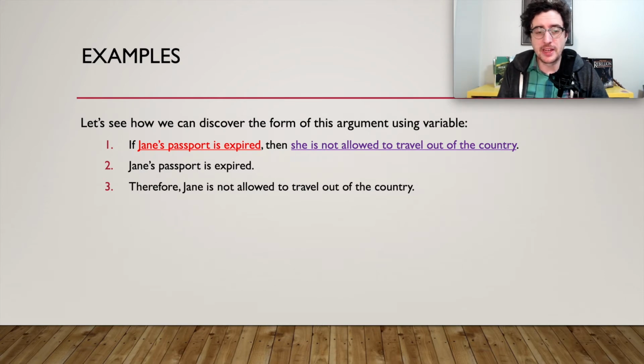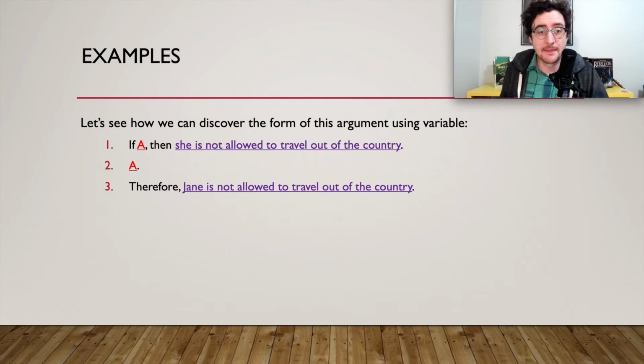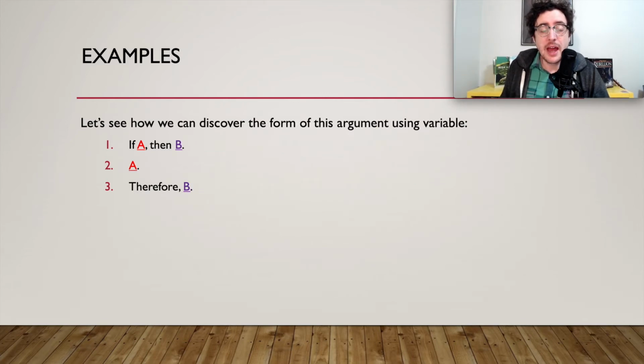The if part of a conditional is called the antecedent. The then part is called the consequent. Now notice the second premise takes the antecedent and says that it is true. And then the conclusion says that the consequent is thereby true. We can take the if part, the claim that Jane's passport is expired, and replace each instance of it with a variable. In this case, we'll use the same variable, A. We can then take the consequent, this other statement that she's not allowed to travel out of the country, and every time we see it, replace it with a different variable, B. And now we have the form of the argument.